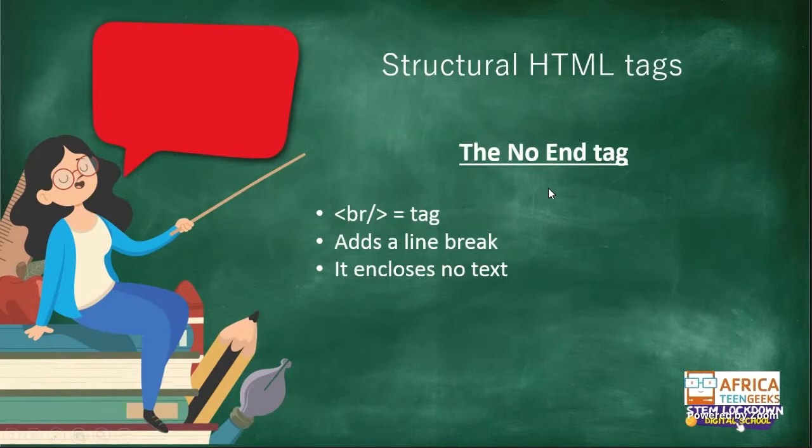This is a no-end tag. The difference between this tag and the rest of the tags is that every single one of those tags had an opening tag as well as a closing tag. The line break tag is one of the only ones that does not have an opening or a closing tag. It's just a tag like this. It adds a line break, and it encloses no text. So it basically just creates a space within your web page.